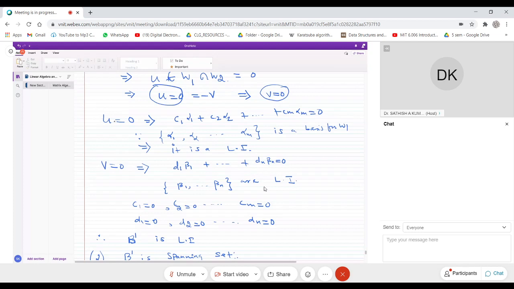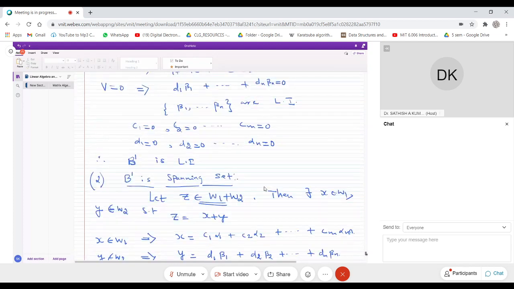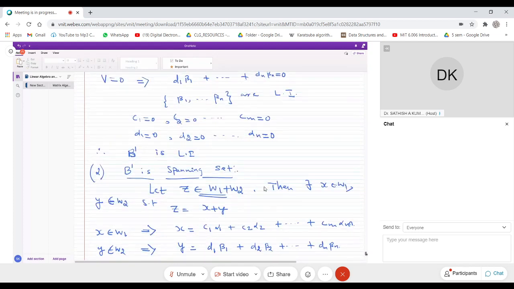So our only aim is that we have proved that U equal to 0, V equal to 0, which implies that we are already done. So therefore B prime is linearly independent is straightforward.